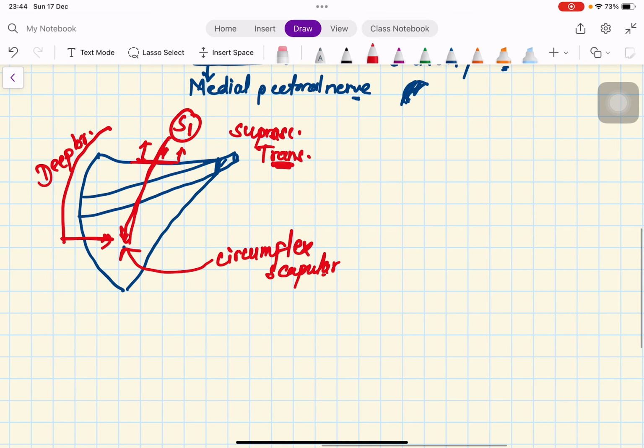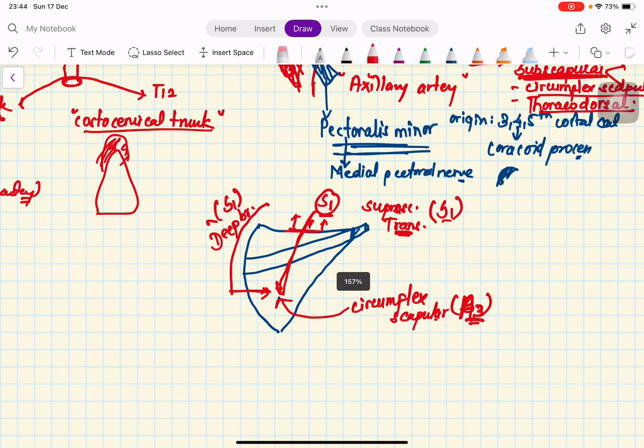Circumflex scapular is a branch of the subscapular, which is basically coming from A3, axillary 3. This is coming from S1. This is also coming from S1. So what I was saying, yes, S1 and A3. Great. This is about the body anastomosis.